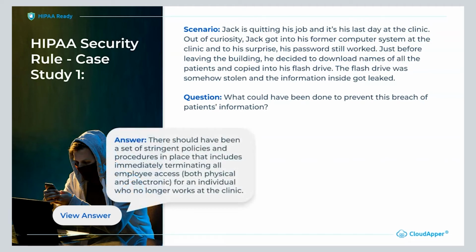There should have been a set of stringent policies and procedures in place that includes immediately terminating all employee access for an individual who no longer works at the clinic.